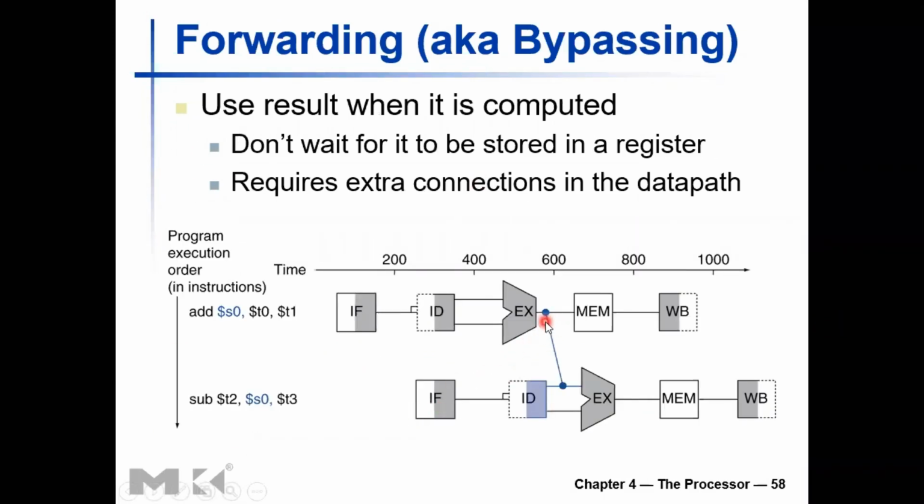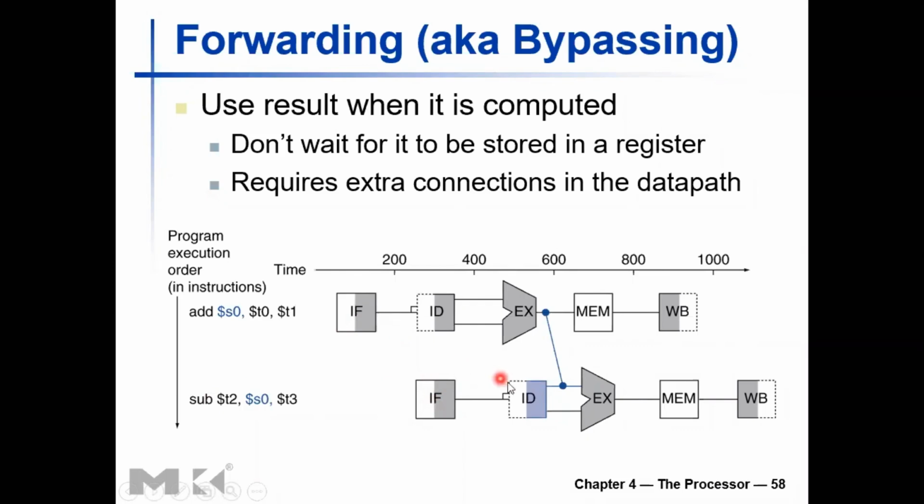Right. So here, the add instruction has the result that goes into register S0 computed here, the sum of T0 and T1, available at that point in time. If we can forward that to the input of the same ALU, the next instruction can use that in the next clock cycle. The ALU can use that in the next clock cycle for the sub instruction. So if we can add that functionality, then the sub instruction can actually be fetched right after the add instruction, in the very next clock cycle.